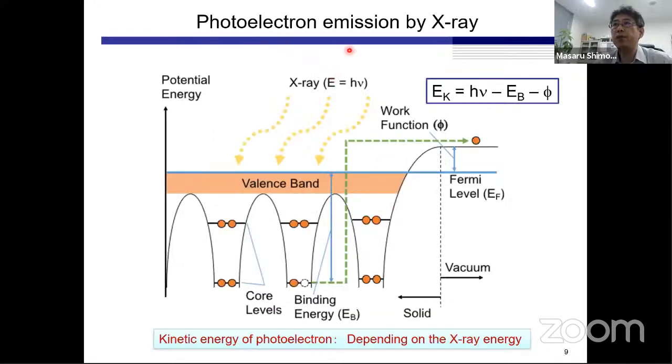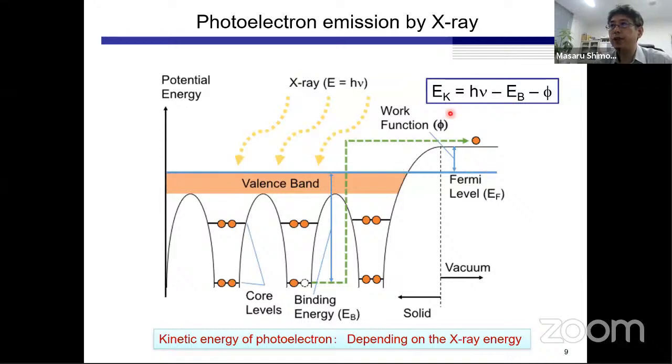So this is a photoelectron emission by X-ray. And this graph shows the photoelectron emission by X-ray. For example, in here is a nucleus, and there are core levels, core electrons. And here is a band, valence band, and conduction band above. And this is the Fermi level. If the X-ray is irradiated with the energy of h nu, the core electron can be excited by the energy of the X-ray. And binding energy is the energy between the core level and the Fermi level.